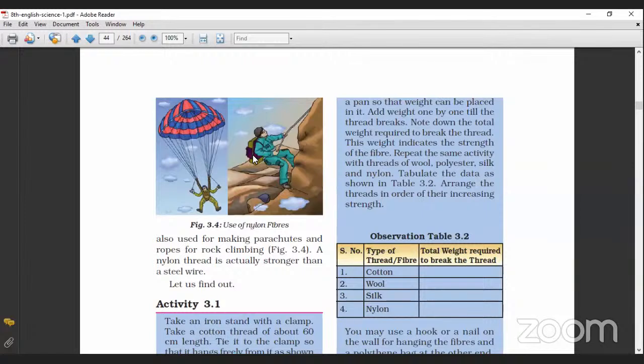So where are we? We are in synthetic fibers and natural fibers. Already I have explained what synthetic fiber means, what natural fibers mean, and the types of natural fibers and synthetic fibers. In your reader there is observation table 3.2. They have given some names: cotton, wool, silk and nylon. Cotton we will get from the plant, wool we will get from the animal, silk we will get from the animal, and nylon is a synthetic fiber made up of chemicals.